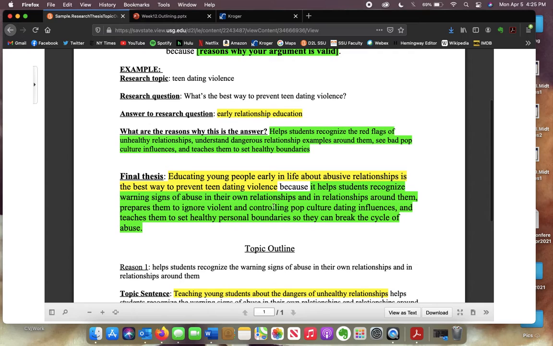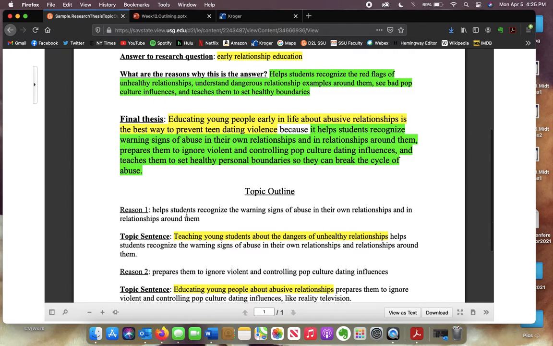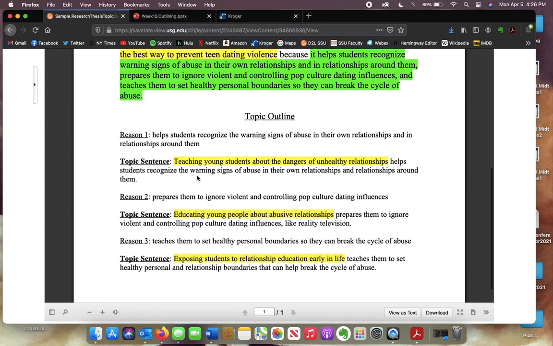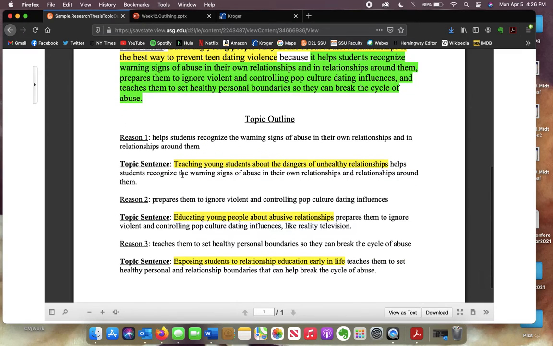So you can see that very clearly here. And then here's the topic outline. I've listed each one of my reasons that I'm using that are just taken directly from my thesis statement, and I'm giving a topic sentence for them. So if you see, I've got yellow here. I'm restating my argument for each one of these topic sentences. I'm doing it in different words, but I'm reminding the audience of my argument.